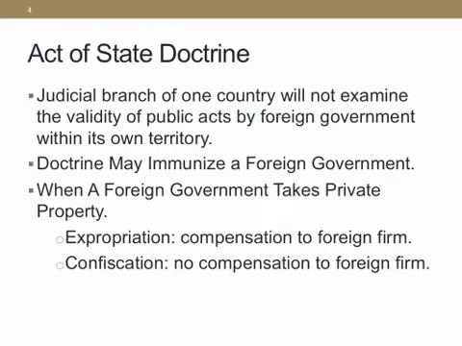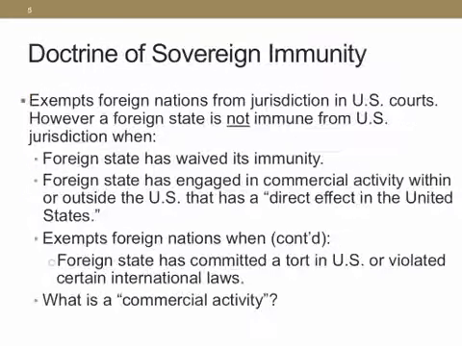The Act of State Doctrine says the judicial branch of one country will not examine the validity of the public acts by a foreign government within its own territory. A doctrine may immunize a foreign government. When a foreign government takes private property, it can do it rightfully or wrongfully. Rightfully would be expropriation, which is compensation to the foreign firm. Confiscation would be taking the foreign firm without compensation.